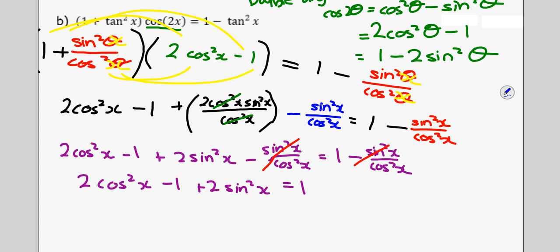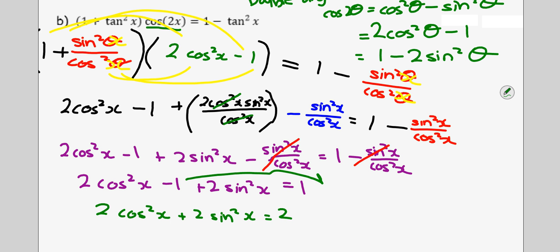It doesn't cancel, sorry, but what can I do with that 1? You can put it on the other side. Yeah, okay, let's do that. 2 cos squared x plus 2 sine squared x equals 2. What do you think it's starting to head towards now?